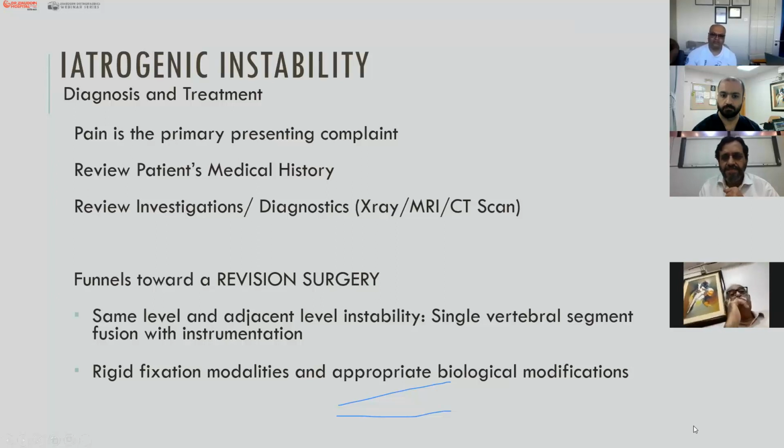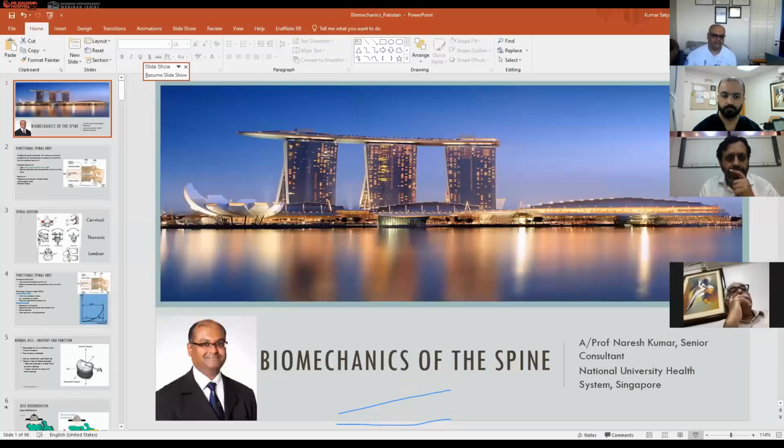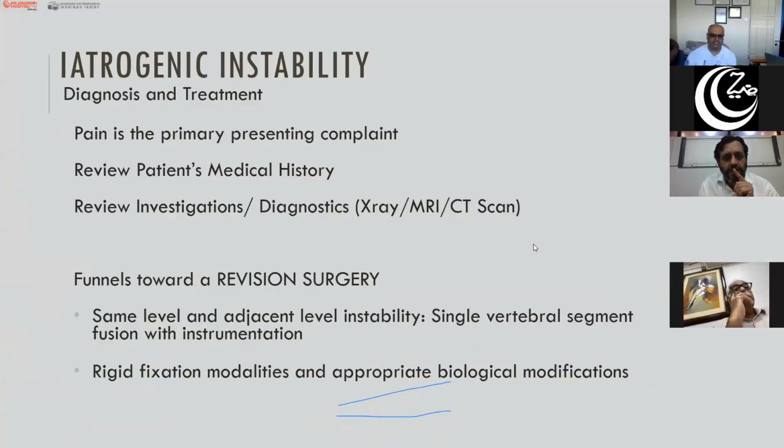Yeah, no, don't worry, don't worry. Yeah. So my research team is also with me. These guys are also very keen to learn at the same time.